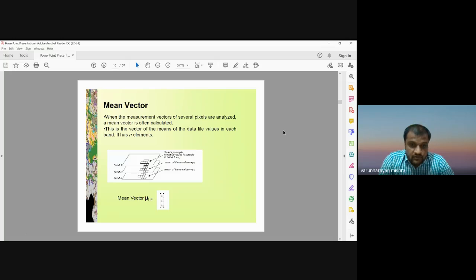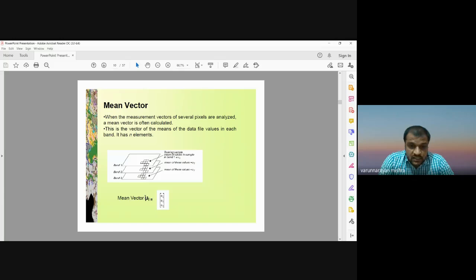Suppose we are having a training sample, and each and every training sample has different pixels. So each pixel has a different vector value, a different mean vector. This is known as the mean vector. The mean vector is calculated on the basis of the pixel value and its surrounding pixel values when we are talking about a training sample. The mean of the values in a sample in band 1 is mu1, the mean of these values in band 2 is mu2, and the mean of the pixel values for band 3 is mu3.